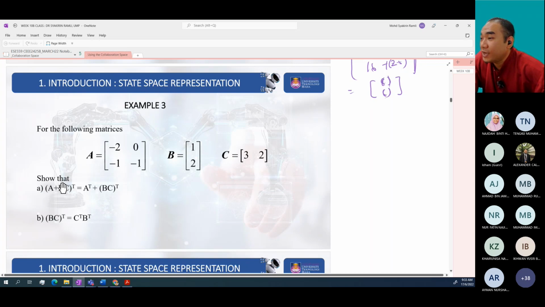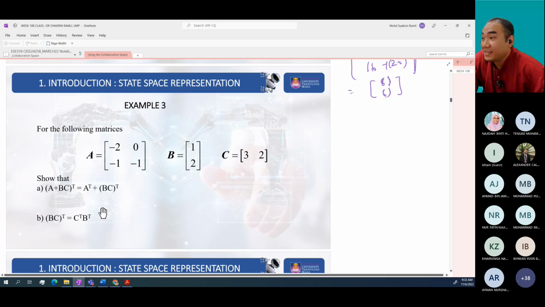Kan soalan kata show kan, tunjukkan yang ini sama dengan yang ini. Any wild guess on how can we show (A + BC)ᵀ is equal to Aᵀ + (BC)ᵀ? Macam mana? Ada idea? Okay. Macam mana kamu nak tunjukkan sesuatu perkara sama dengan sesuatu perkara? Maknanya kena kira lah kan?